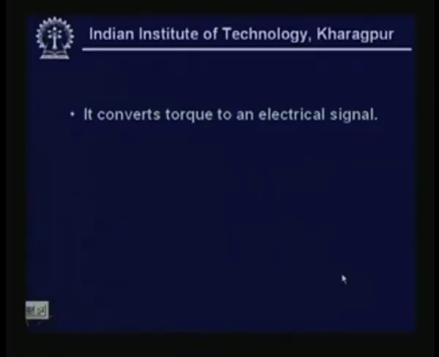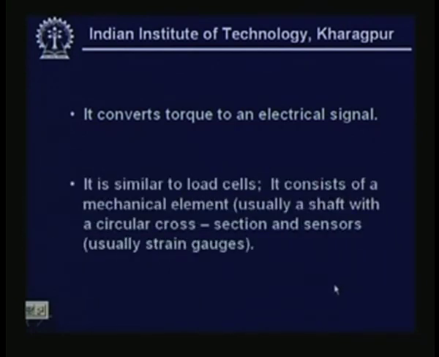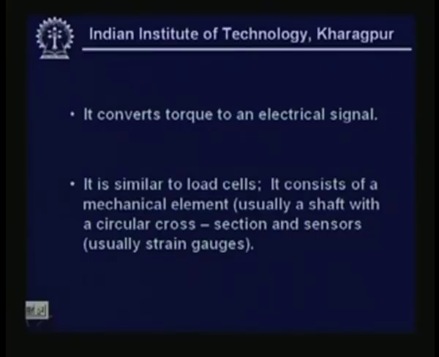It converts the torque to an electrical signal. It is similar to the load cells. We have studied the load cell. A load cell consists of a mechanical element. Usually, we have seen the unit link, column type load cells and the beam type load cells. In all these different cells, you will find that we are using strain gauges. It is a similar thing: on the wall of the shaft, the strain gauges are to be installed. It consists of a mechanical element, usually a shaft with a circular cross section, and sensors, usually strain gauges.